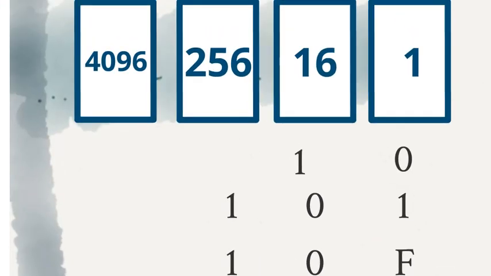So what happens though when we have letters? Now obviously we talked about the letters, and the letters represent 10 through to 15. So F represents the number 15. So when we look at this again, we've got 256, one of those, plus no 16s, plus 15 ones, because we've got an F there. So that would equal 256 plus 15, which is equal to 271. So 271 denary is represented in hex as 10F.